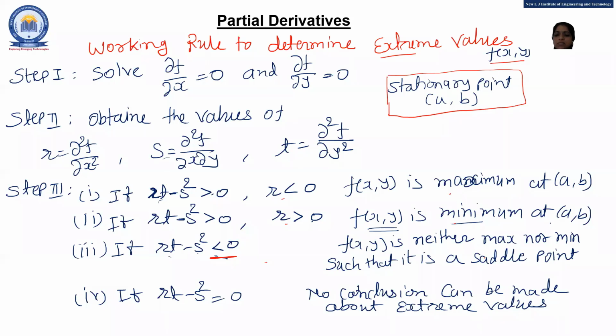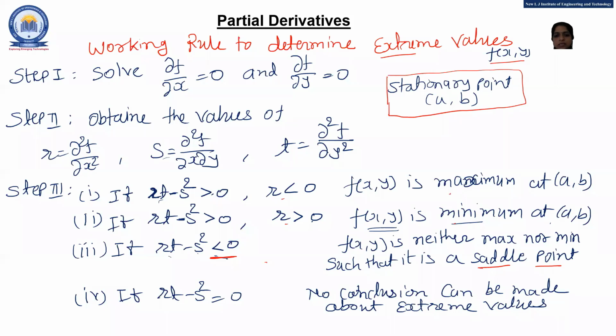And for RT minus S square less than 0, the function is neither maximum nor minimum, and that point is known as a saddle point. And the fourth one, if RT minus S square equal to 0, then no conclusion can be made about the extreme values. Students, these three steps are very useful to you for determining the extreme values in the examples.